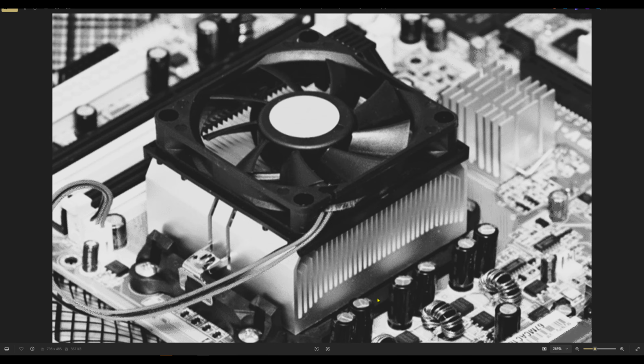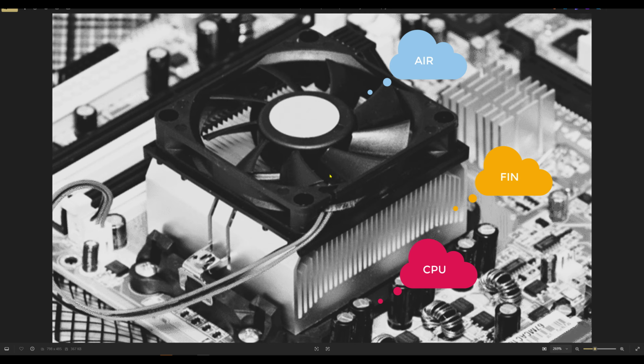In this tutorial, we will simulate the cooling of a CPU using Ansys Workbench and ANSYS Fluent. This is a typical electronics cooling problem. A CPU generates heat, an aluminum heatsink with fins is mounted on top, and air is forced through the fins by a fan to remove the heat.